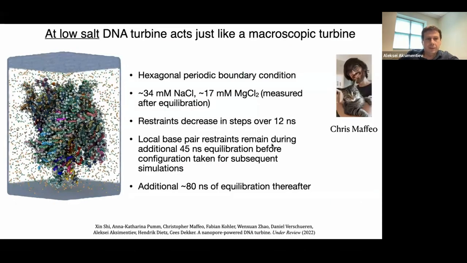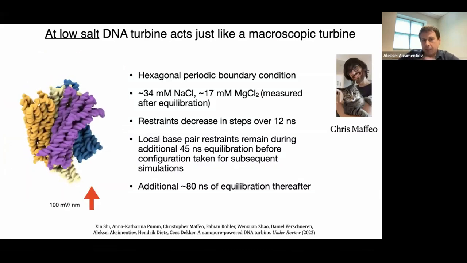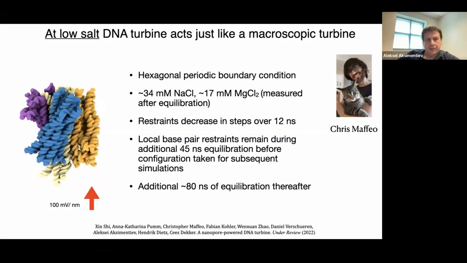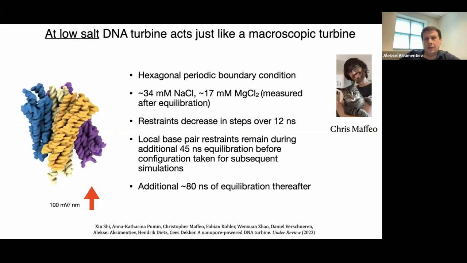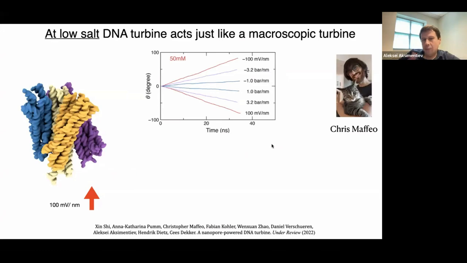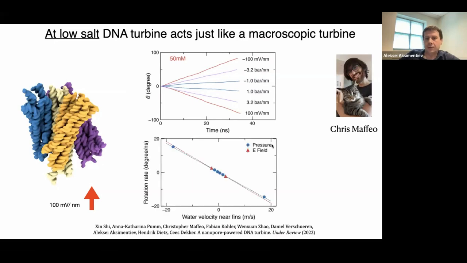Again, this is all atom simulations, pretty large, about 4 million atoms, where everything is described in atomistic resolution. So we have not modeled the rod that holds it together, just the turbine, and it spins. We apply electric field, it spins very nicely. And if we analyze it, we do multiple simulations. Also, we do flow-induced spinning. It kind of looks like a normal turbine, really.